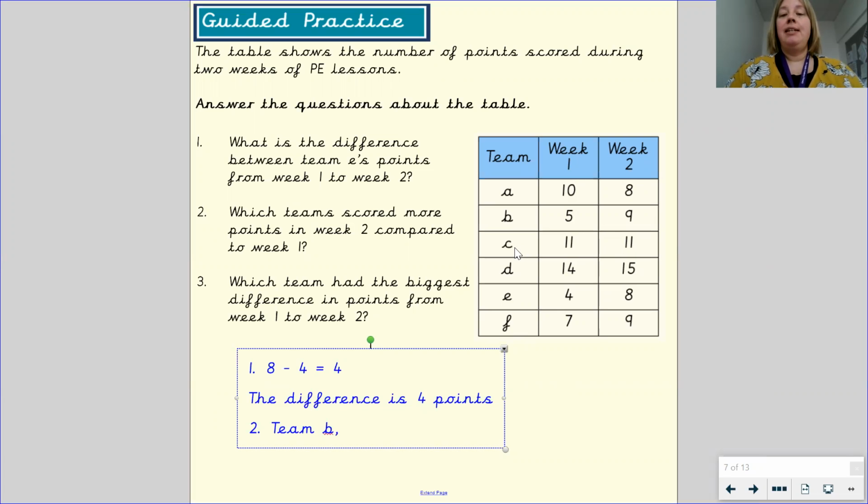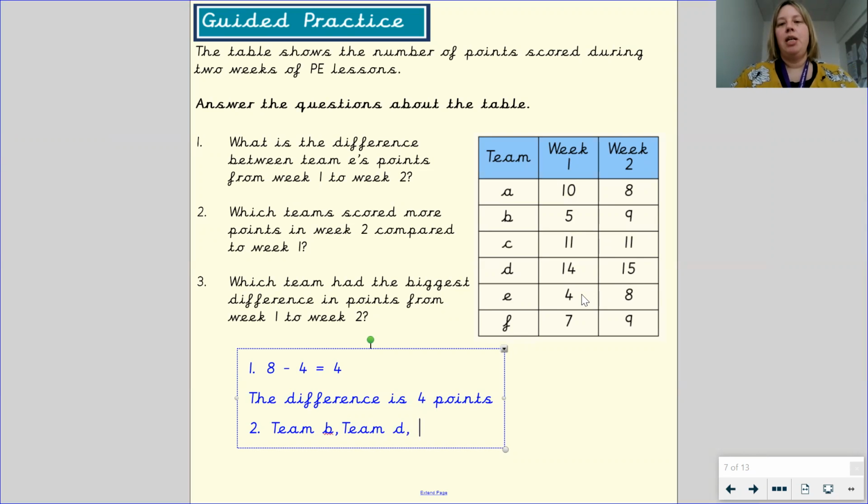Let's have a look at Team D. In the first week, they scored 14 points. Then in the second week, they scored 15 points. Which week did they score the most in? They scored the most points in week 2. So we can write down Team D. Then let's look at Team E.